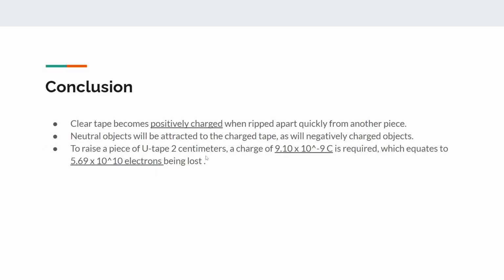So in conclusion, clear tapes become positively charged when ripped apart from another piece of tape, and neutral objects will be attracted to the charged tape that we saw, as will negatively charged objects. And to raise a piece of U-tape up 2 centimeters, a charge of 9.10 times 10 to the negative 9 coulombs is required, which equates to 5.69 times 10 to the 10 electrons being lost.